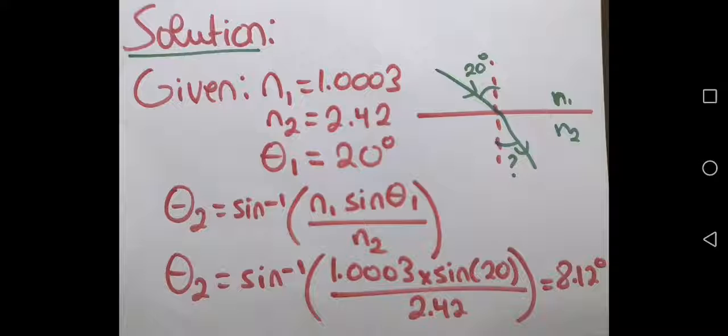We can draw the figure showing a refraction of light in this case, so it makes the problem simpler for us to solve. We can see in the figure light passing from N1 to N2 and bending. So use the equation of angle 2 equal to sine minus 1 of N1 sine angle 1 over N2. We put the values and the answer is 8.12 degrees because angles are measured in degrees.